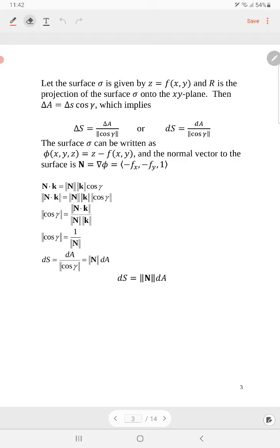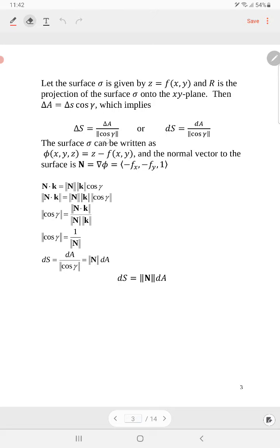And from the Riemann sum from double and triple integrals, if delta S is very small and delta A is very small, and we do the summation, then delta S and delta A will be replaced by dS and dA respectively. So the relationship between dS and dA is dS equals dA divided by the magnitude of cos gamma. Now let's look at how to get dS in terms of dA.